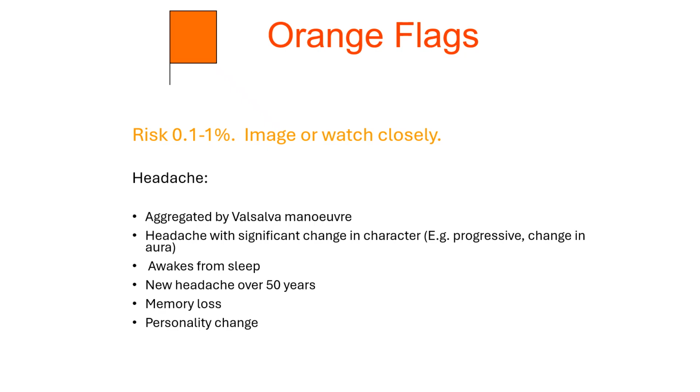Orange flags, these are where there's an underlying risk of a tumour of between 0.1 and 1%. These we can watch closely or not unreasonably image. I think one of the problems is we are becoming more and more risk averse in this litigious environment, and we're tending to image, particularly in secondary care, more than we really need to. But these are some of the features that you would be concerned about.